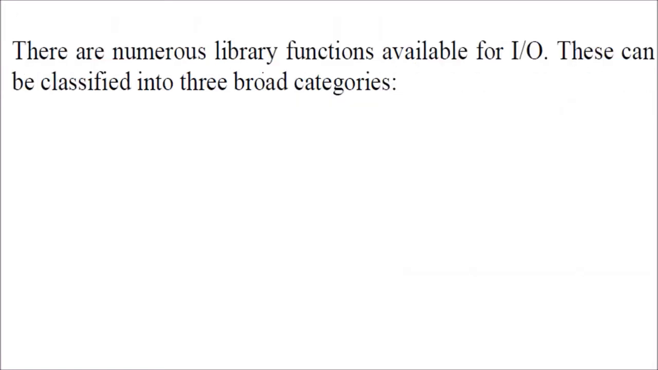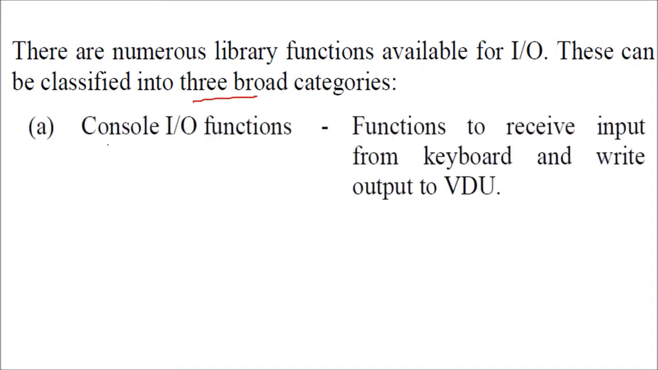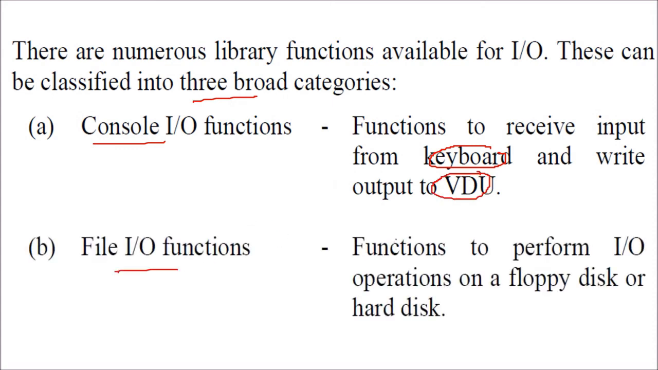There are numerous library functions available in input-output, and we can classify them in three broad categories. The first is console input-output functions, to receive input from the keyboard or show the output on a visual display unit. It can be your monitor or a small screen. Then file input-output functions, which perform input-output operations on a disk or a file.